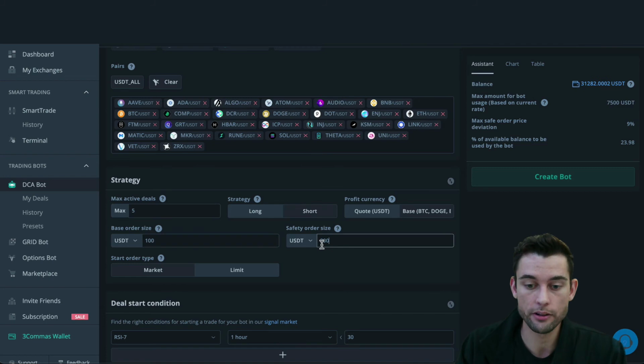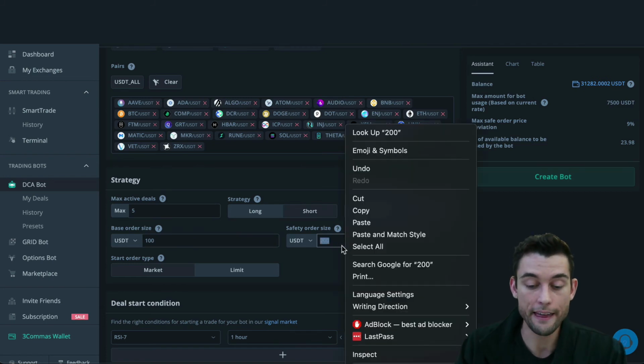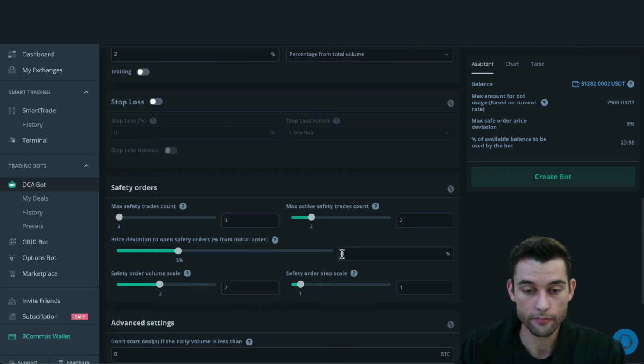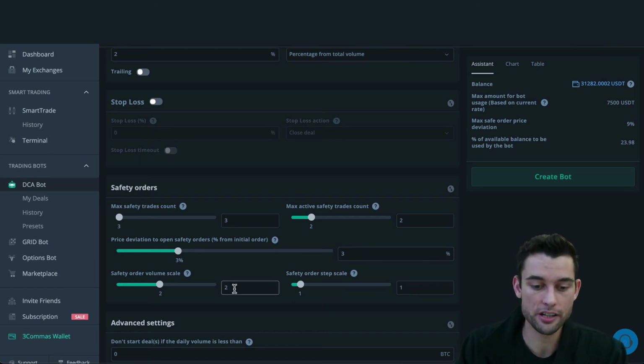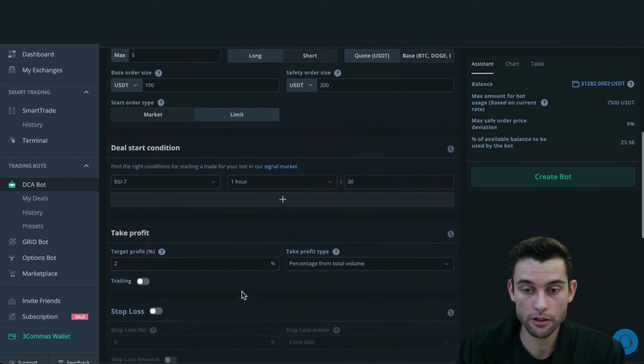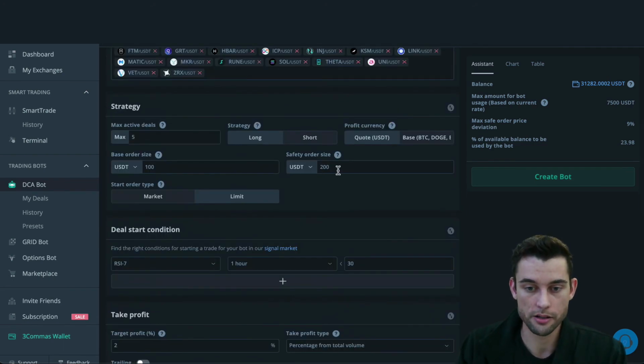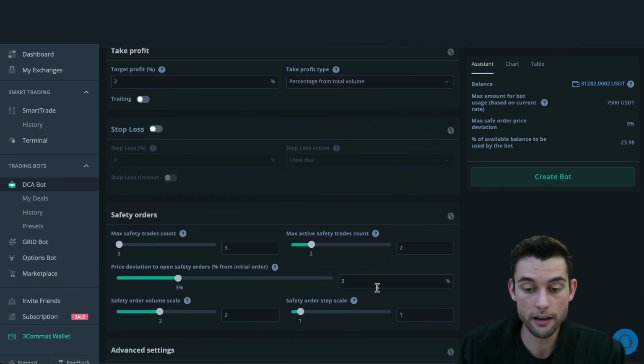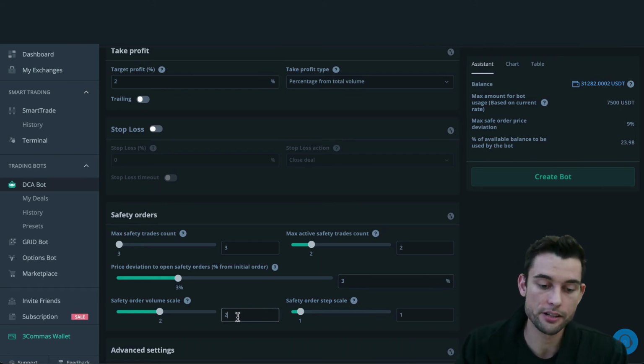Your first safety order is $200. Then if it continues to drop and it drops 3%, you will have your second safety order put in. Your second safety order is 2 times your previous one. So your second safety order will be $400 because it's 2 times 200, which is $400. Then if the price drops 3% again, you will have 2 times your previous safety order.